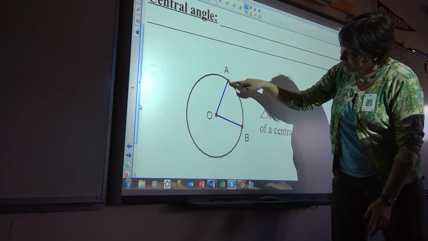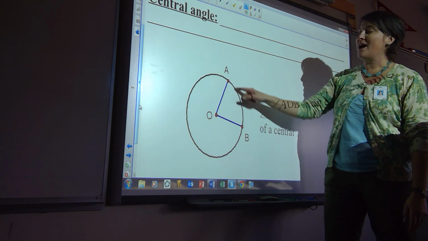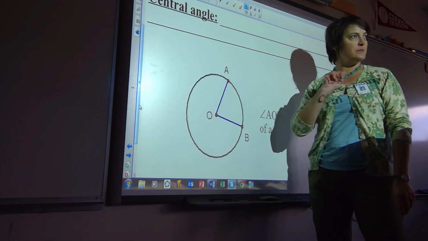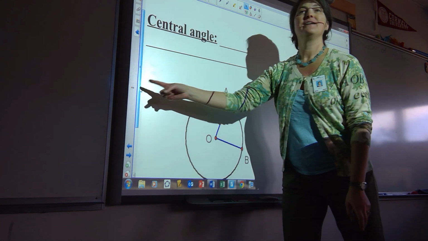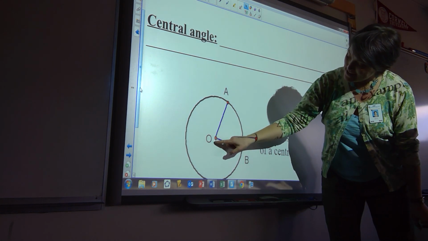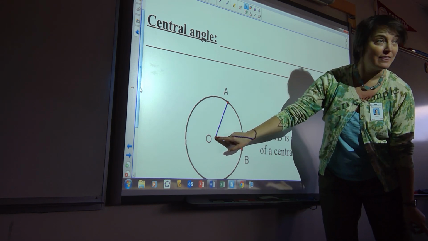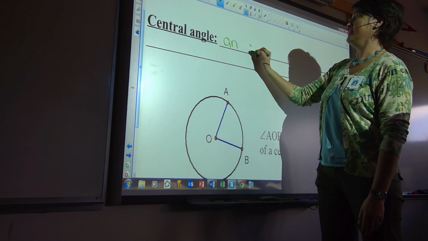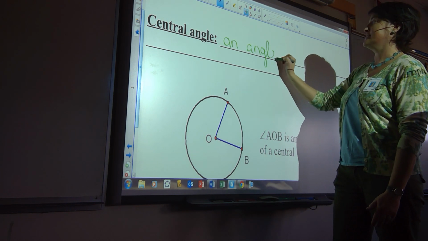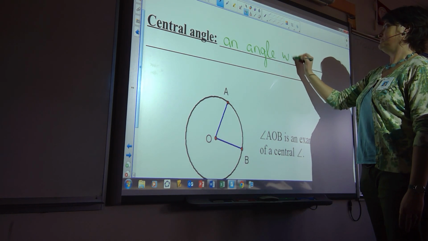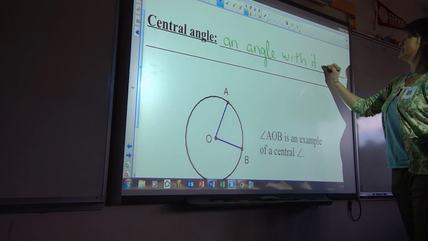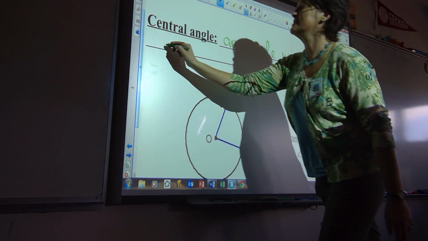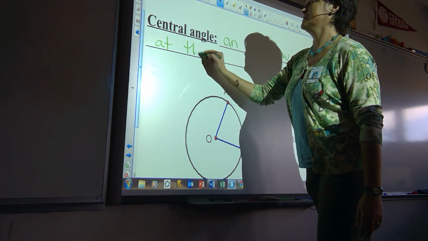Now, to be able to talk about this arc, we have to know about the angle that it comes from. And the angle that it comes from is called a central angle, if the rays have their vertex at the center. So a central angle is an angle with its vertex at the center of the circle.